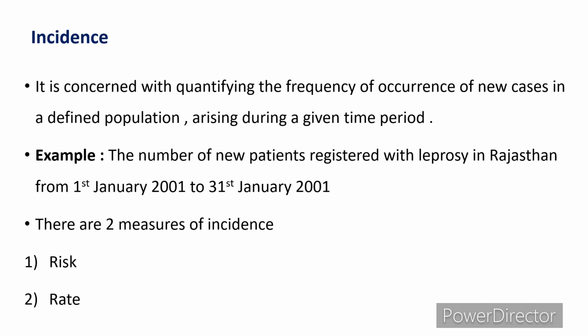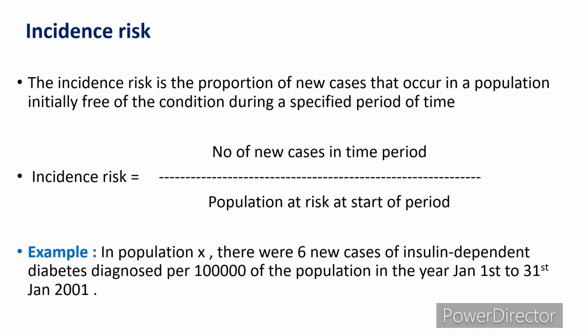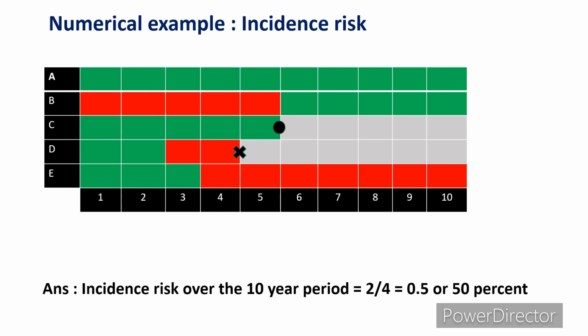There are two measures of incidence. One is incidence risk and the other is incidence rate. The incidence risk is the proportion of new cases that occur in a population initially free of the condition during a specified period of time, or incidence risk is the number of new cases in a time period divided by the population at risk at the start of the period. A simple example, in population X, there were 6 new cases of insulin-dependent diabetes diagnosed per 100,000 of the population in the year Jan 1st to 31st Jan 2001. So here the number of new cases will be 6 upon the population which is 100,000.